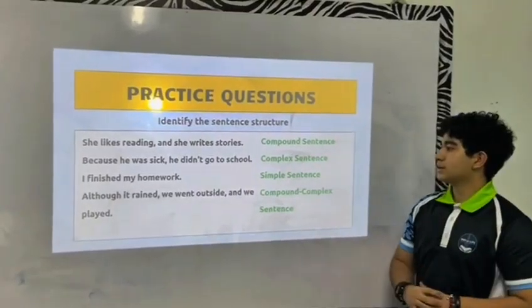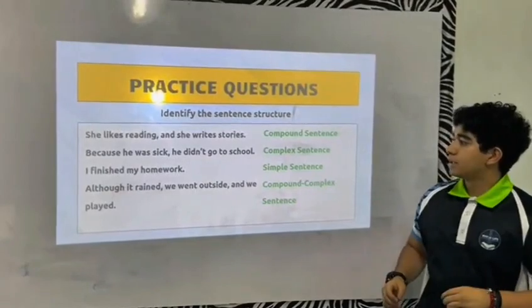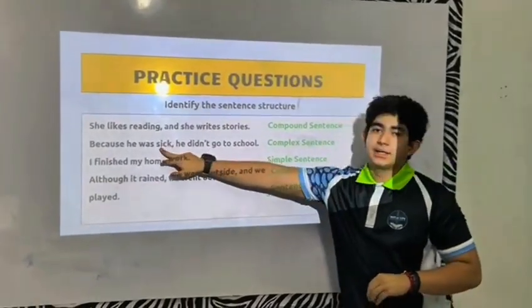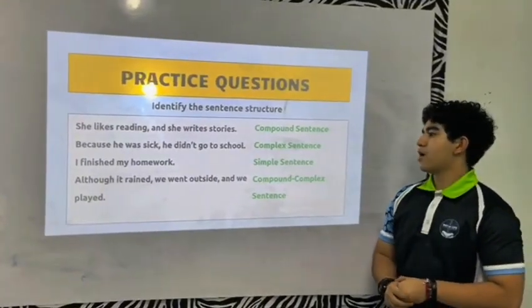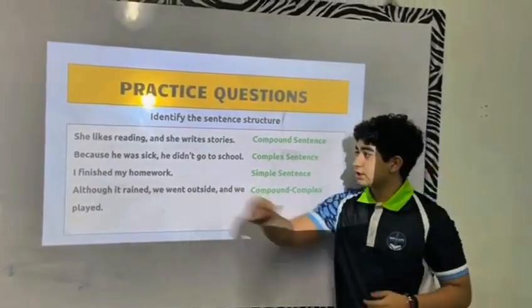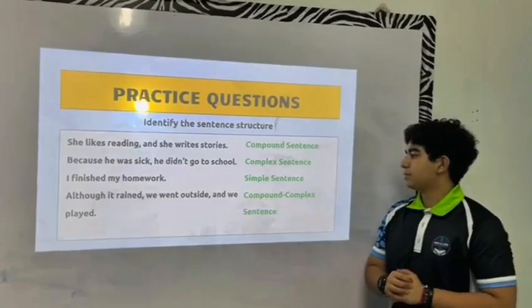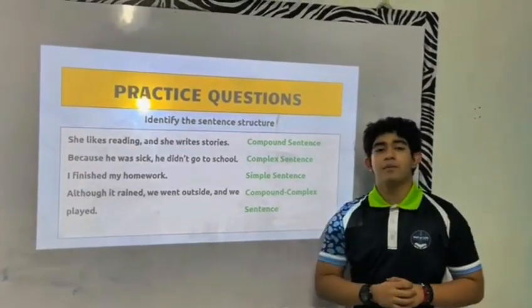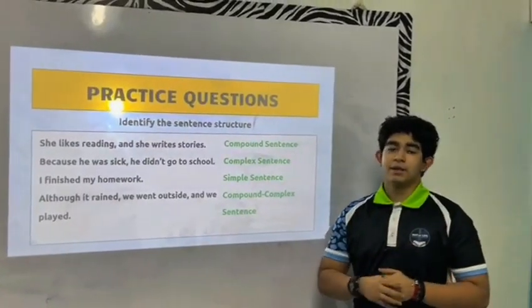Because he was sick, he didn't go to school. It's a complex sentence. Why? Because it includes a dependent clause and an independent clause. I finished my homework. A simple sentence. It's a simple sentence because it only includes one independent clause. Although it rained, we went outside and we played. Compound-complex sentence. It's a compound-complex sentence because it includes one dependent and two independent clauses.